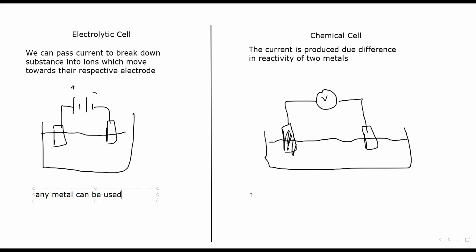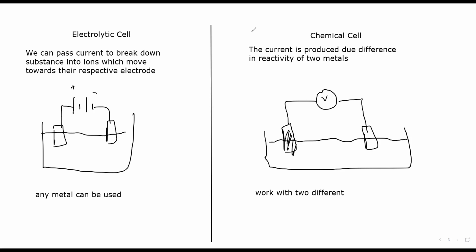but in this case it will only work with two different metals. Even if two identical metals are there, it won't work. Is it clear, the difference between the electrolytic and chemical cell? So basically electrolytic cell is converting electrical energy to chemical, whereas chemical cell is converting chemical energy to electrical.